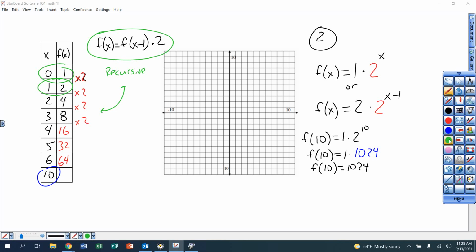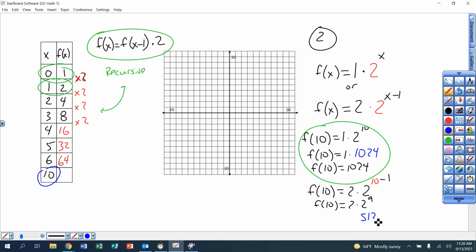I could also use the other formula to find that same answer. Plug in 10, 2 times 2, but this one is a little different. The 10 minus 1 power, which gives me 2 to the 9th. Don't times those 2s. Do 2 to the 9th first. That gives me 512. And then if I finally times that 2, that gives me the same answer as the one above, 1024. I do want you to graph these.